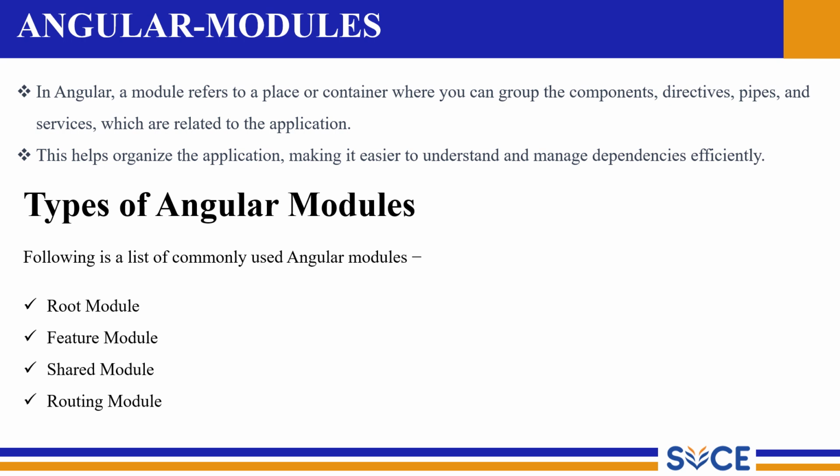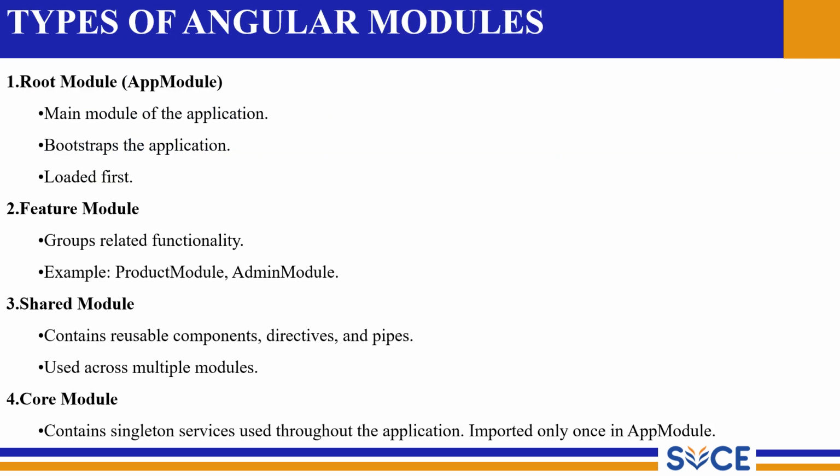So, types of Angular modules. There are mainly four Angular modules used: root module, feature module, shared module and routing module. First one is the root module.